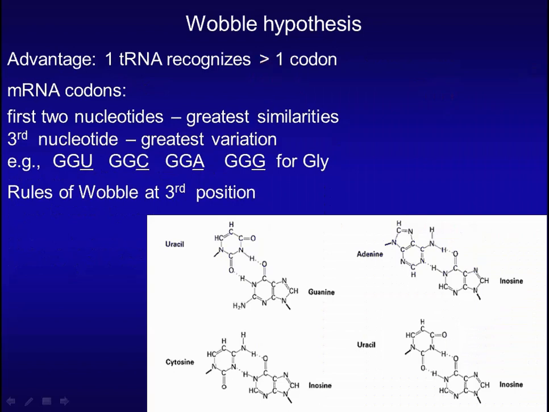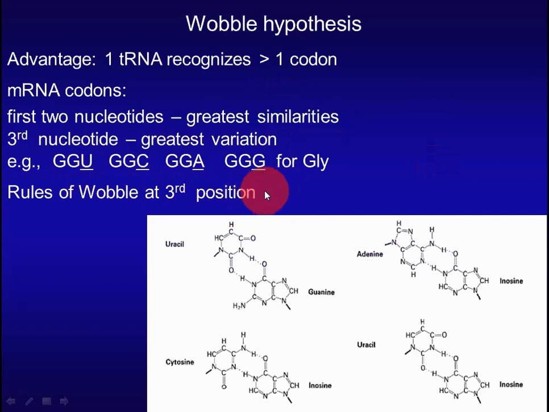Among codons for one amino acid, the first two nucleotides have the greatest similarity. The third nucleotide has the greatest variation. For example, glycine has 4 codons. The first two nucleotides are the same. Variation occurs on the third nucleotide. The rule of Wobble applies to the third position of the codon.